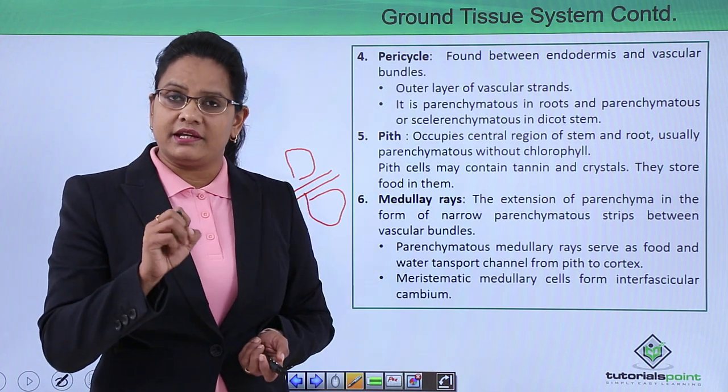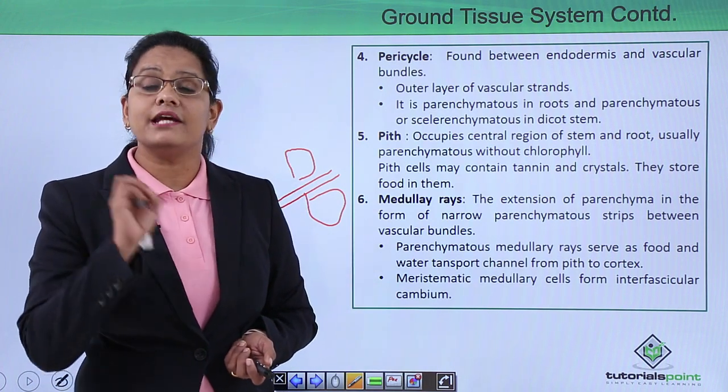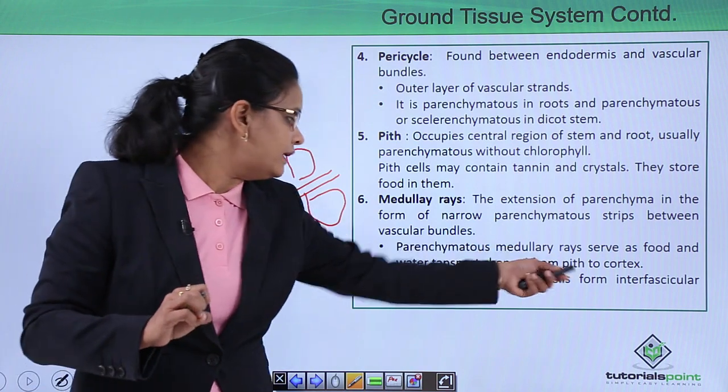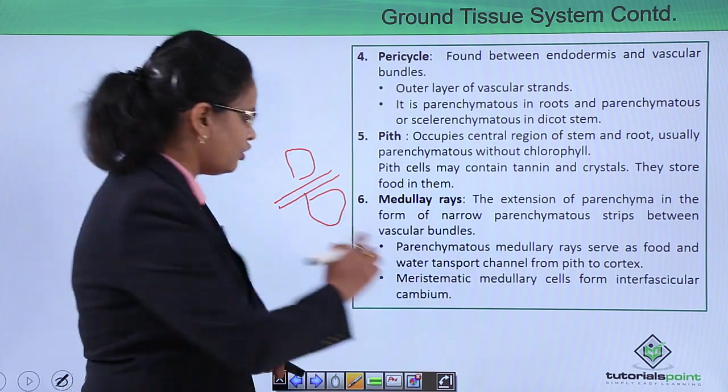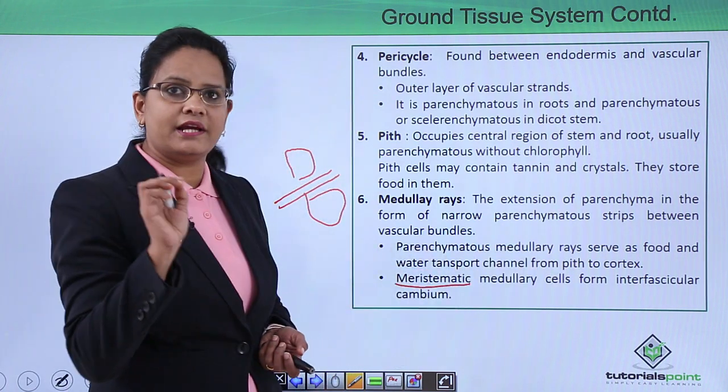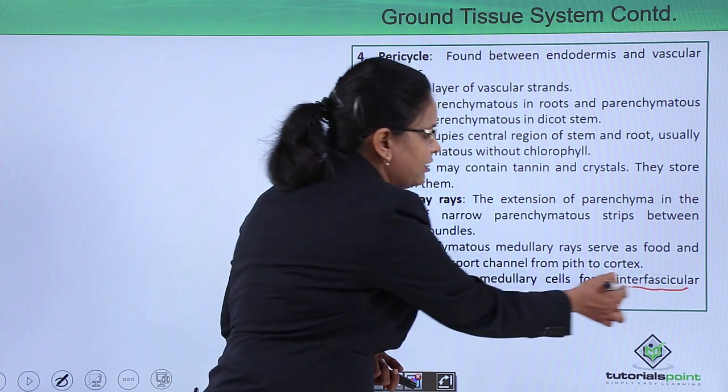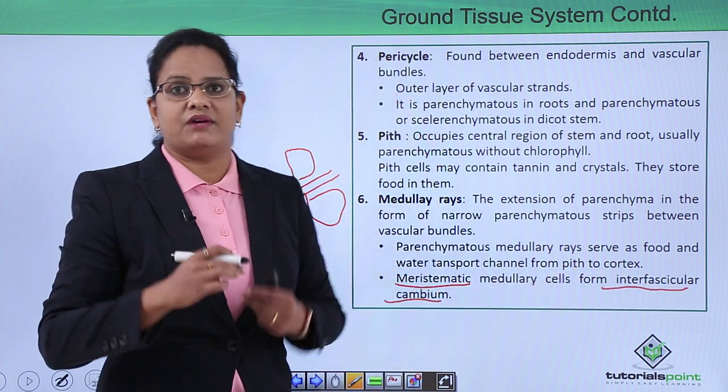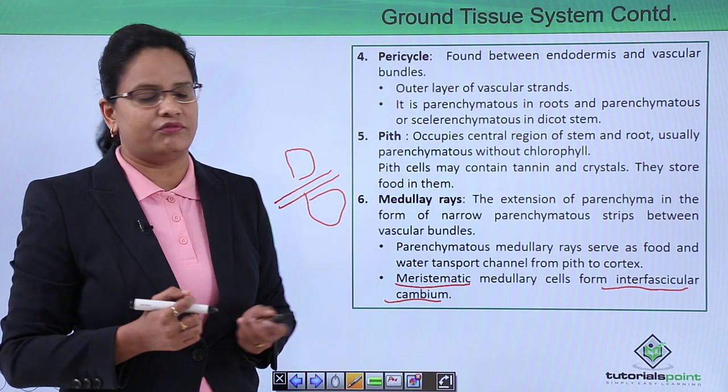Now the medullary rays are also meristematic, and when they are meristematic, they form the interfascicular cambium, which will help in the secondary growth of the plant.